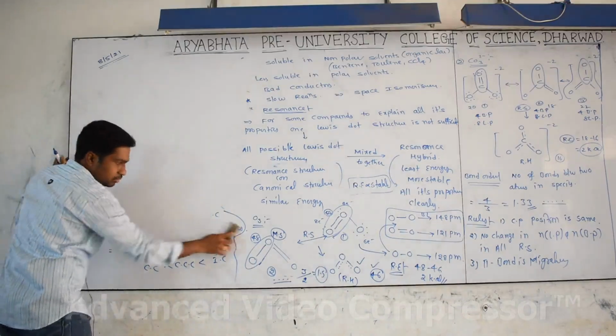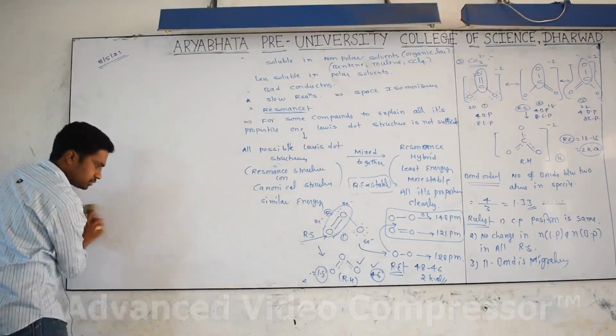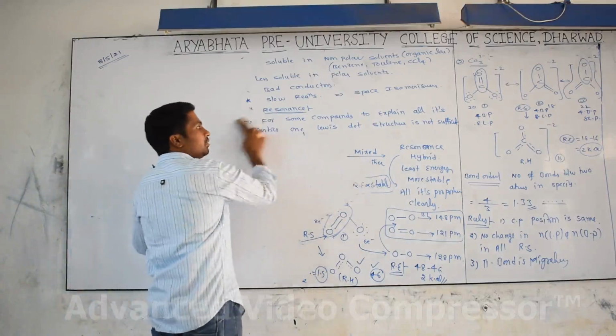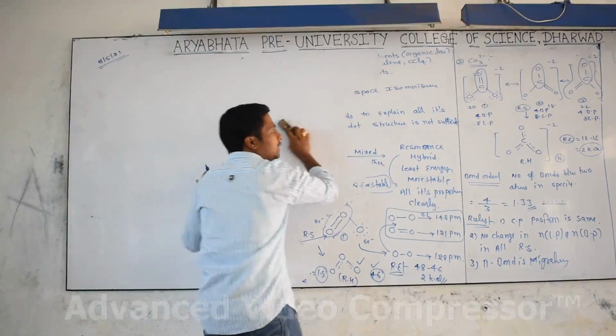First, what will we learn? Lewis dot structures. Kossel-Lewis theory actually we will learn. After that, Lewis dot structures we will learn. After that, valence bond theory we will learn. After that, hybridization we will learn.